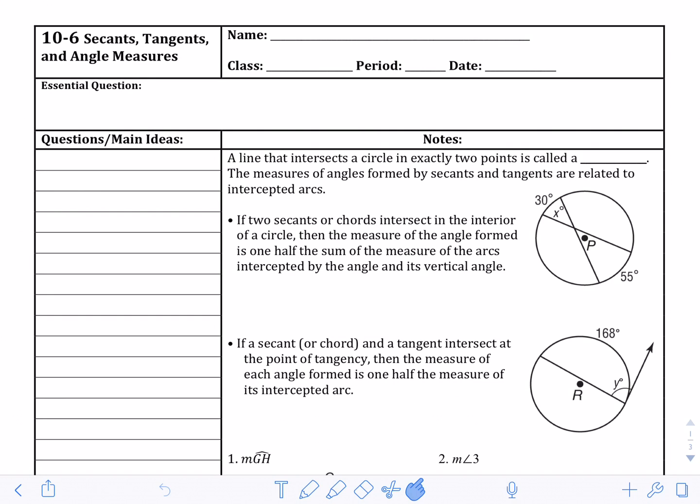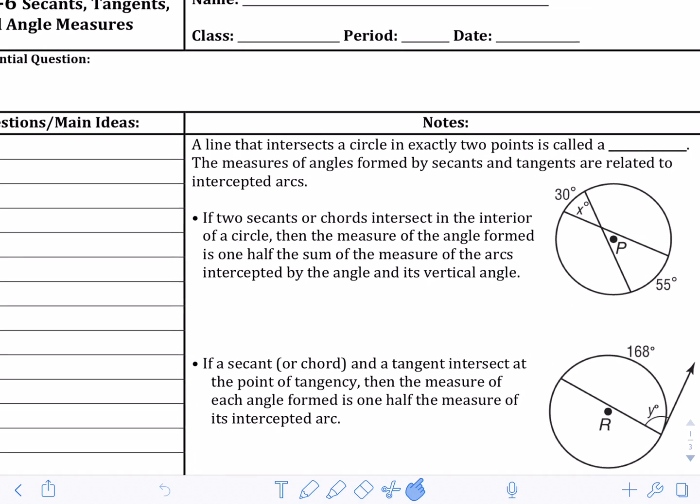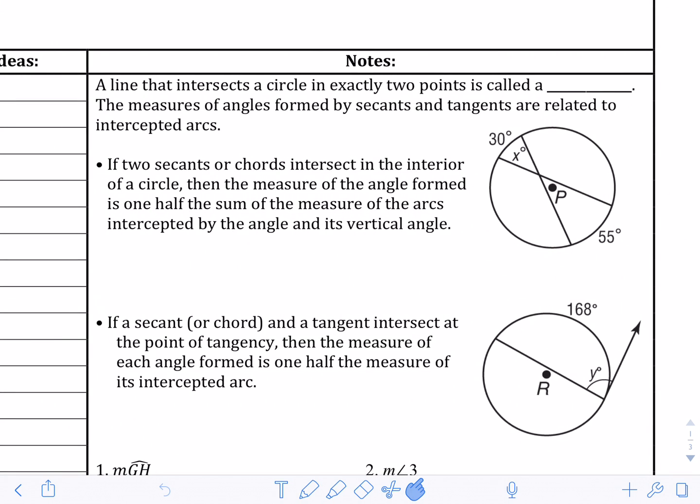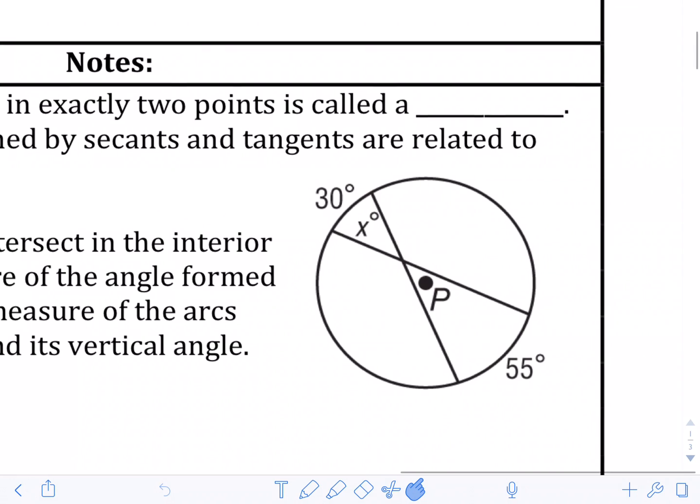Alright, this is the 10-6 notes. So we're going over secants, tangents, and angle measures. The first part says a line that intersects a circle in exactly 2 points is called a... and the word we're going to put in there is secant.